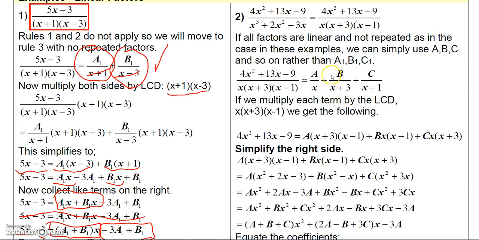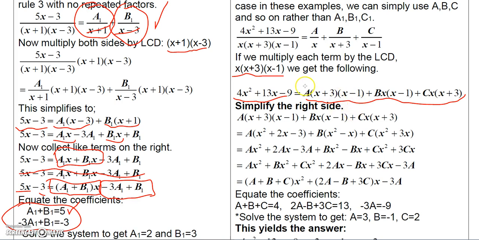Now, whether you use a, b, and c, or whether you use a1, b1 doesn't really matter. You're just picking a letter to represent these constants. Okay, now let me just go ahead and tell you the least common denominator of those fractions is x times x plus 3 times x minus 1. And if you multiply on the left, you'll just get the numerator. And if you multiply each term on the right, you'll get what I have here. So I'll let you do that, but that's what you'll get.